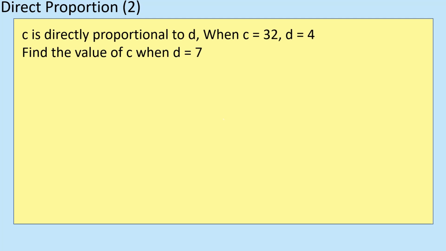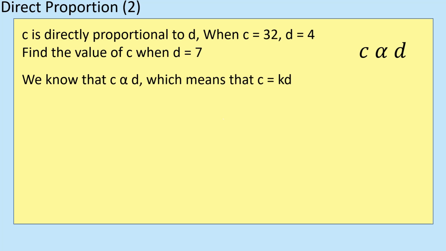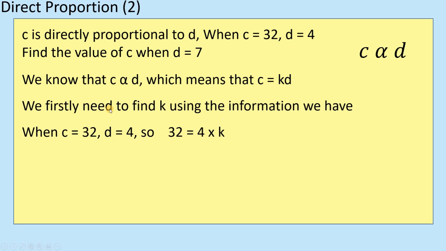So let's look at some examples in relation to this. If I said to you C is directly proportional to D, when C is 32, D equals 4. Find the value of C when D equals 7. We've got to use this idea that C is proportional to D, and we're going to instantly write C is equal to some constant times D. We're then going to put in the numbers that we've got to start with. Here, C is equal to 32, D is equal to 4. So I'm going to put those two numbers in. So 32 is equal to 4 times K.